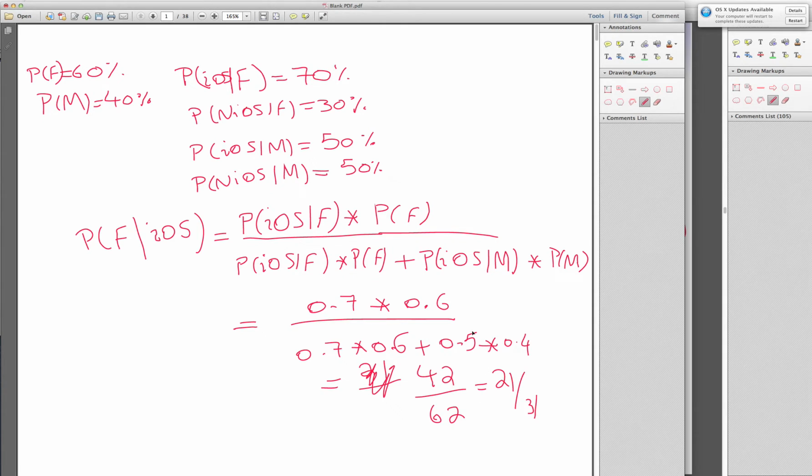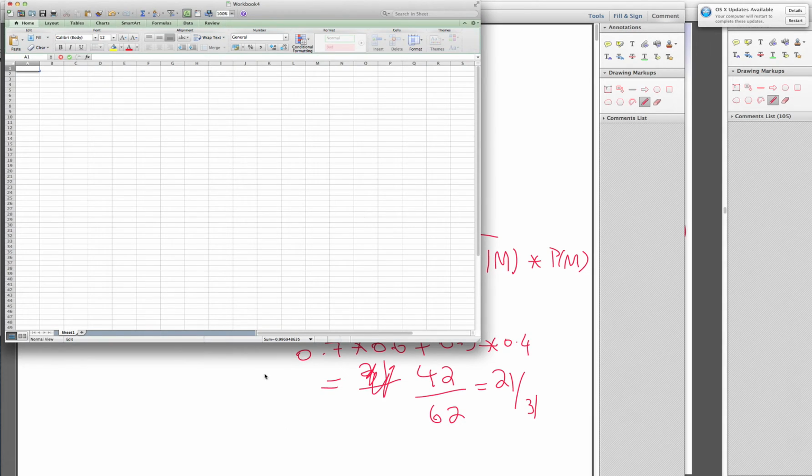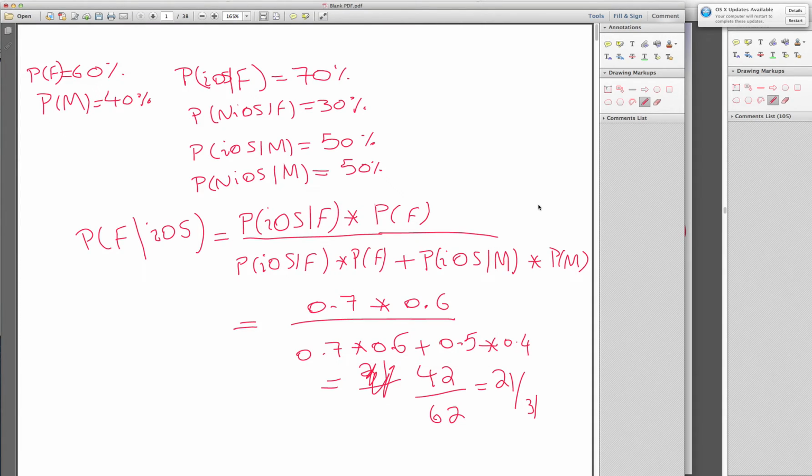Let's see what this probability is. 21 divided by 31 is 67%. So if our math is correct, then that is 67%. Okay, so what is the probability of being male given you're using an iOS device? That is 33%.